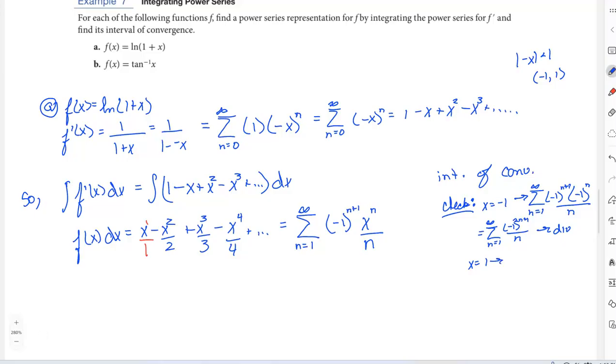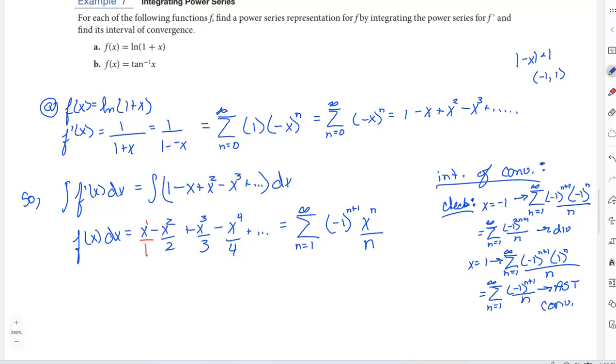And then when I plug in positive 1, I'm going to have the sum from n equals 1 to infinity of negative 1 to the n plus 1 over n. We could use the alternating series test on this. This is the alternating harmonic series, and we already know that thing is going to converge.